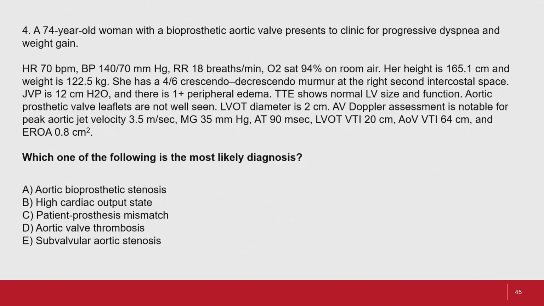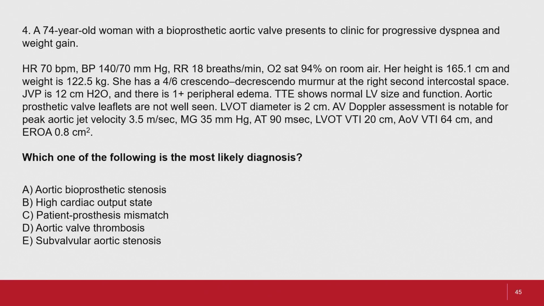A 74-year-old woman with a bioprosthetic aortic valve presents to clinic for progressive dyspnea and weight gain. Heart rate 70, BP 140/70, satting 94% on room air, weighs 122 kilos. She has a 4 out of 6 crescendo-decrescendo murmur at the right second intercostal space. Her JVP is 12 centimeters, and she has 1+ bilateral lower extremity edema. Echo shows normal LV size and function. Aortic prosthetic valve leaflets are not well seen. LVOT diameter is 2. AV Doppler peak velocity 3.5, mean gradient 35, AT 90, LVOT VTI 20, AOV VTI 64, EROA 0.8.